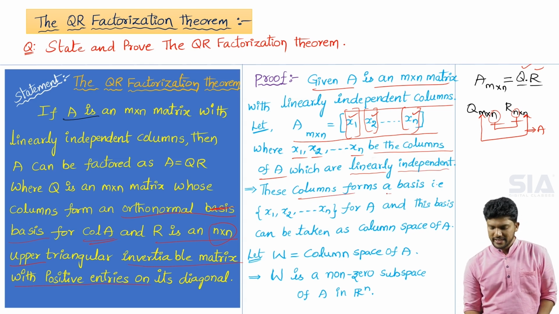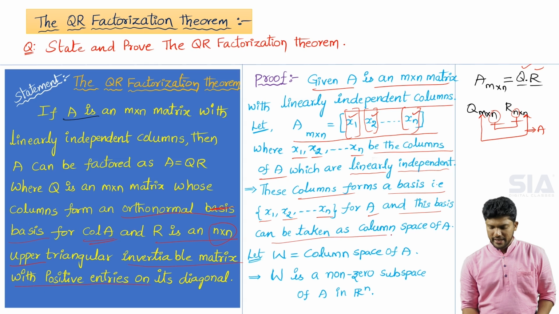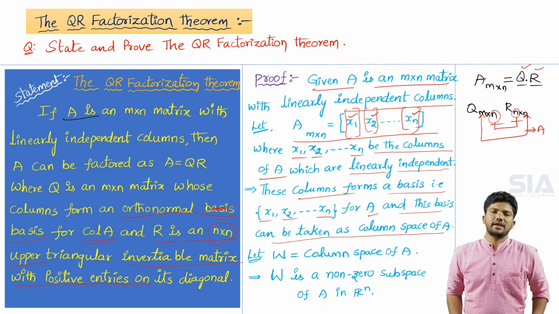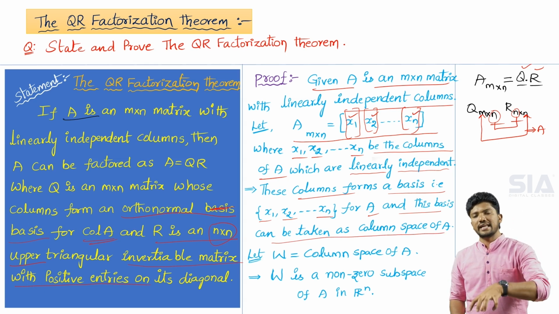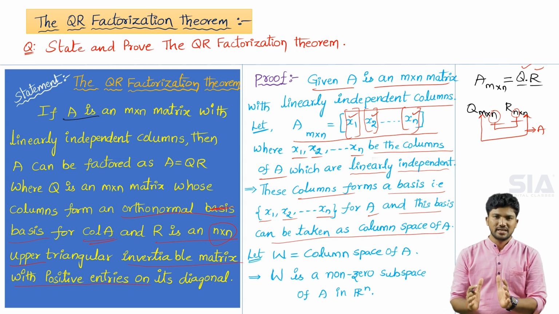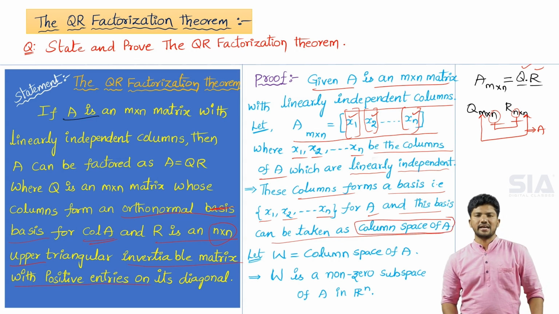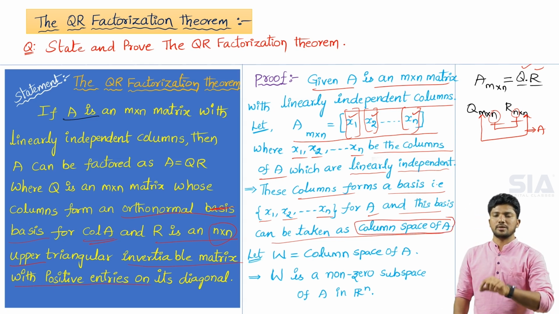These columns form a basis, that is x1, x2 up to x suffix n, for capital A, and this basis can be taken as the column space of capital A. Whenever you have linearly independent columns, those columns form a basis. That basis is called the column space of A.